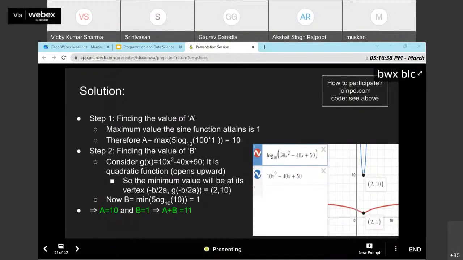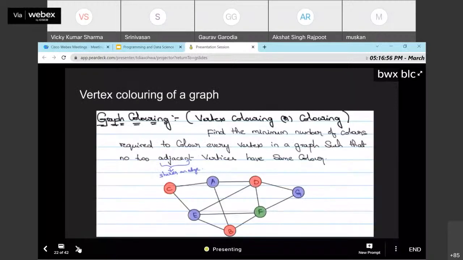So also you see there is a graph for this. You can see here, which is shown in the red, log of this expression is something shown here, which is 2 comma 1. Okay, so you can see over here as well. So what is the minimum value of B that you are attaining? It's 1, right?